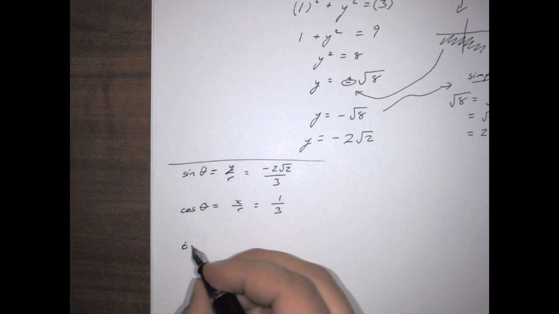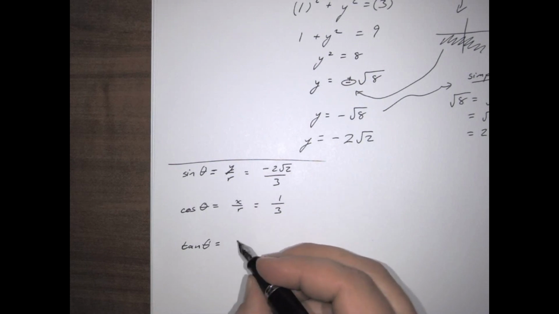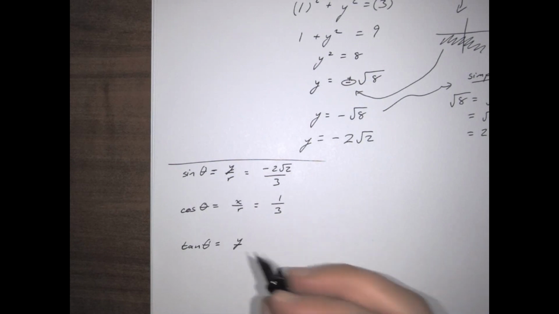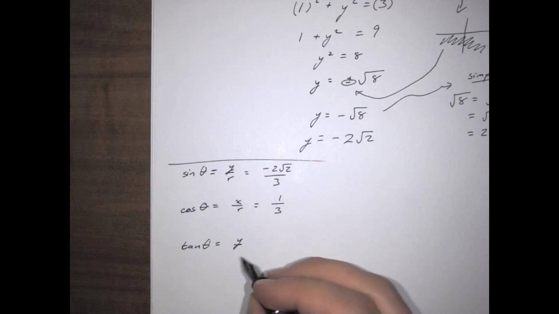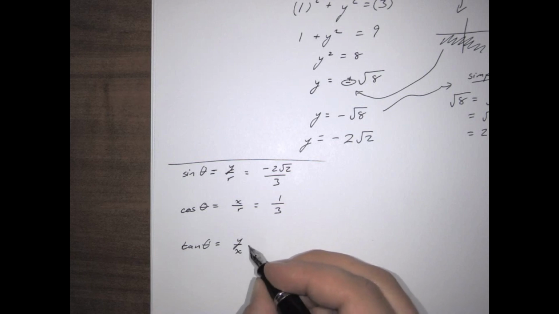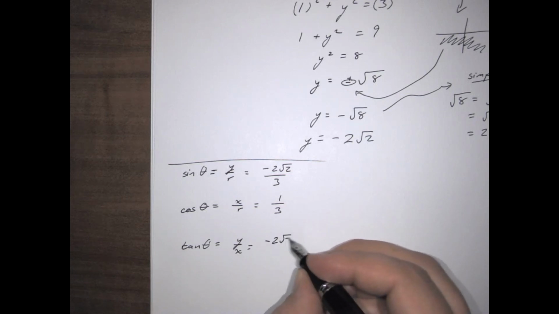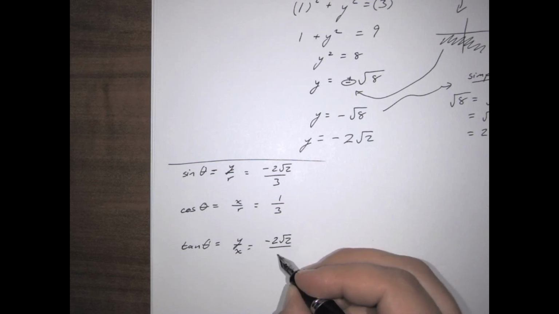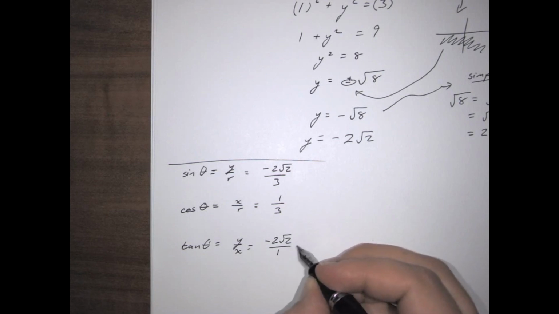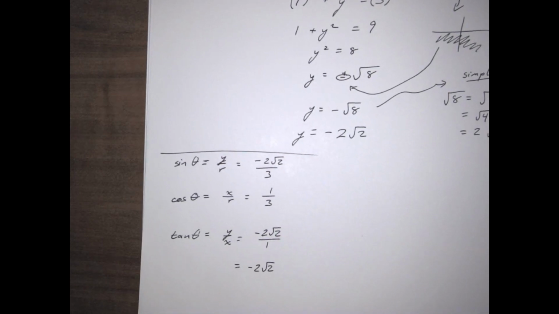And then finally tangent theta, which is equal to y over x, or you could think of it as sine over cosine, whatever is most convenient. Here I choose the y over x formulation. So y over x is going to be negative 2 root 2 divided by 1, which is just negative 2 root 2, obviously. Dividing by 1 is not accomplishing anything.